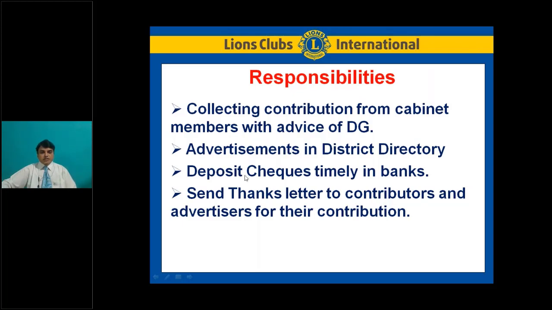If they are going to fundraise through advertisements, you need to collect the contribution amount for advertisements in the district directory. As we have discussed about depositing checks timely in banks, sometimes you take much time. Nowadays checks will not be accepted after more than 3 months. So you need to deposit the checks on time and send a thanks letter to the contributors and advertisers for their contribution. As soon as you receive any contribution, you need to send an appreciation and thanks letter to the contributors. That is your prime responsibility.